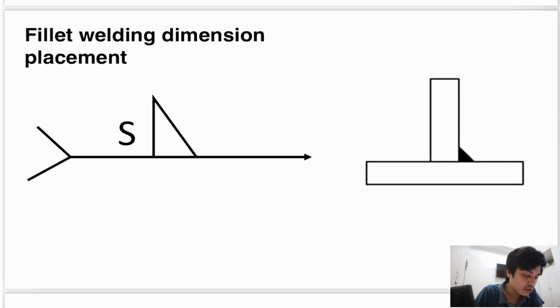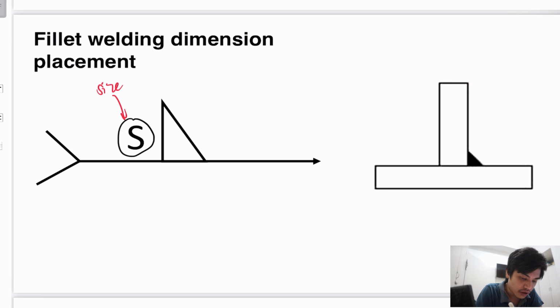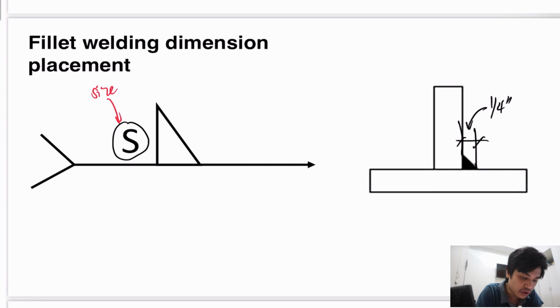Now let's look at how the welding dimension placement of a fillet welding symbol is done. S stands here for size. Generally, you place the size of the fillet weld on the left part of the welding symbol, as you can see here. So, if this one has a size of 1/4 inch, you can name this weld joint as follows.